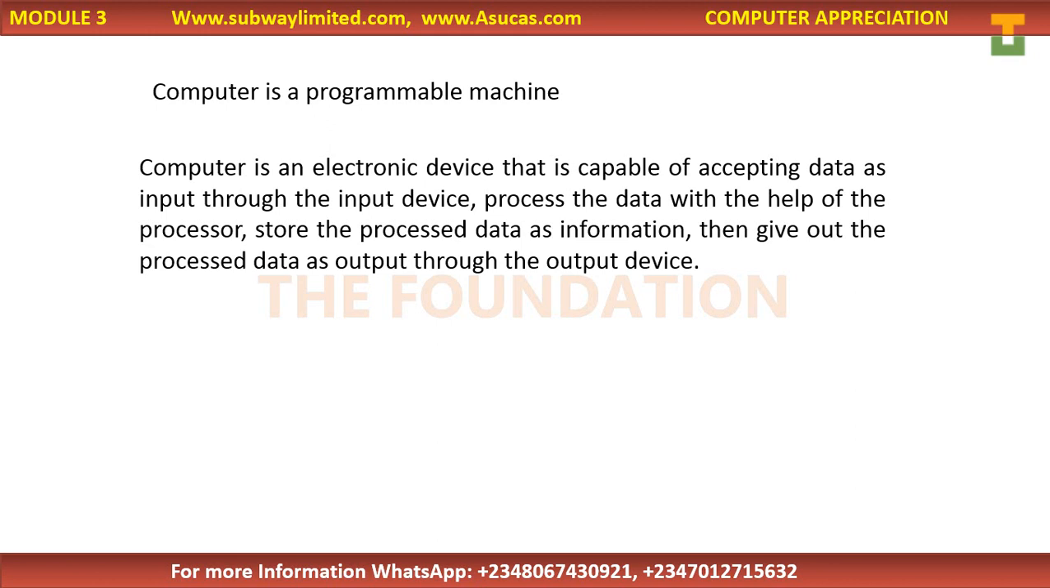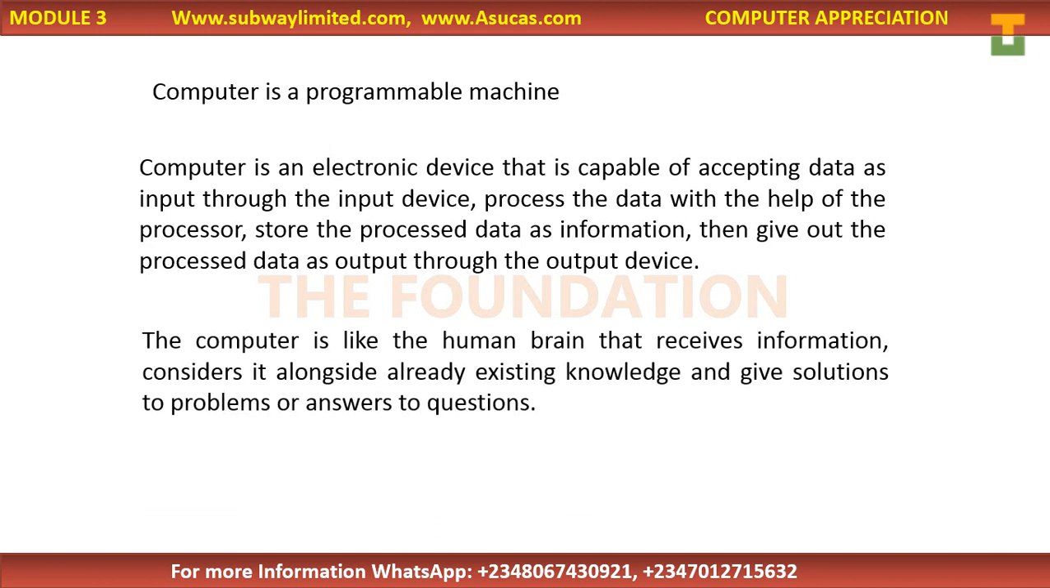So this is one of the definitions I so much love; two of them ring a bell in my subconscious. One is: computer is a programmable machine, very simple. The other one is: computer is an electronic device that is capable of accepting data as input through the input device. You have to state all those terms. Process the data with the help of the processor. Store the processed data as information. Then give out the processed data as output through the output device. That is the definition of computer.